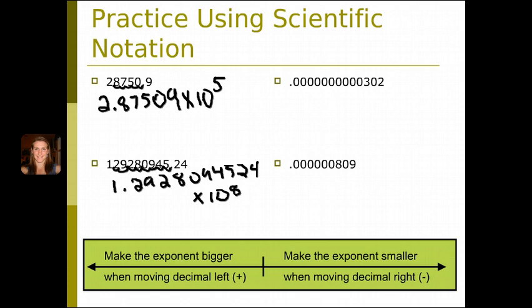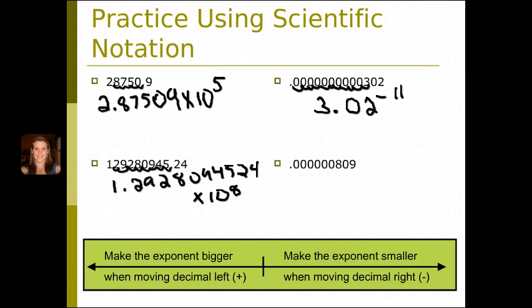Okay, third example goes after the first non-zero number. So after the 3, I need to include that 0 because it's between two numbers. I'm going 1, 2, 3, 4, 5, 6, 7, 8, 9, 10, 11 spots. I went to the right, so it is a negative exponent.